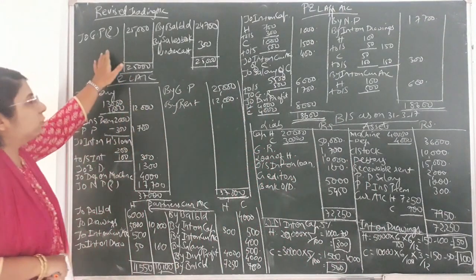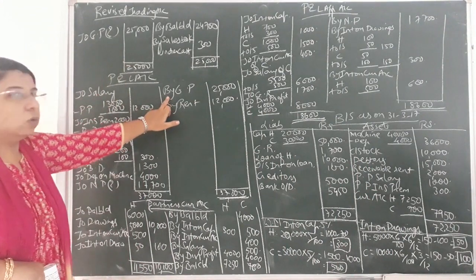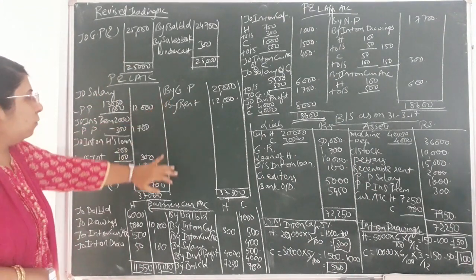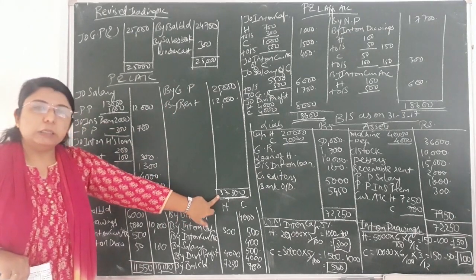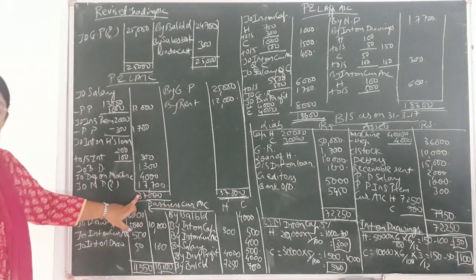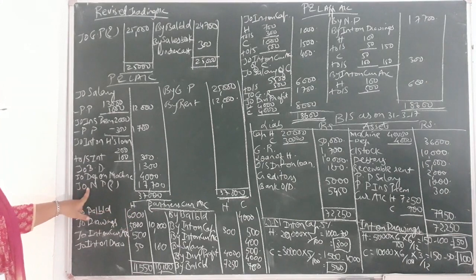First of all, already we have closed the trading account. Balance we have written on the credit side of P&L account. Now we'll close the P&L account. P&L account credit side total, that is coming 37,000, that I have written on both the sides. Difference that is coming on the debit side, that is net profit, already we have discussed.